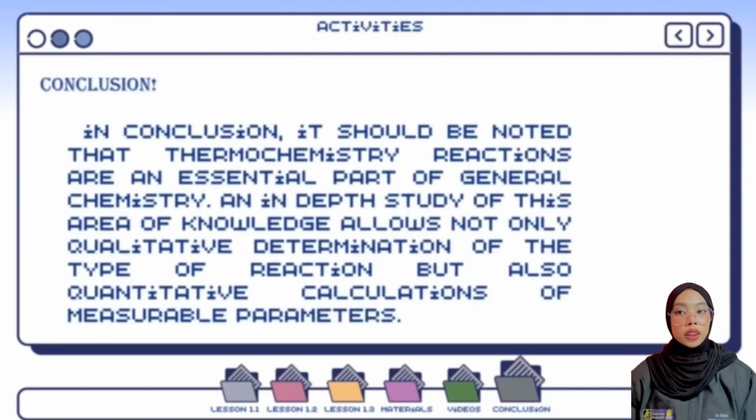So, in conclusion, it should be noted that thermochemical reactions are an essential part of general chemistry, and an in-depth study of this area of knowledge allows not only qualitative determination of the type of reaction, but also quantitative calculations of measurable parameters.